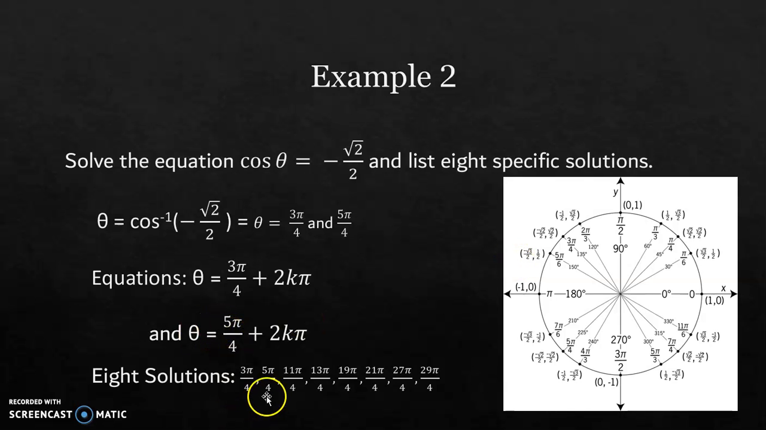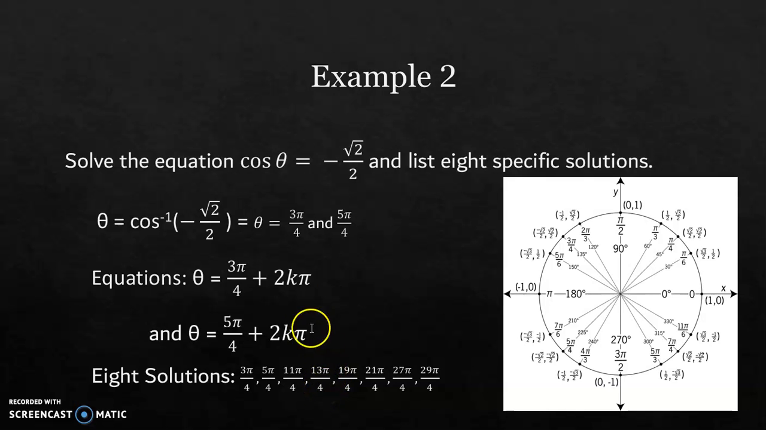So what I did to get these solutions is I started off by putting a 1 in for k. So I wrote 3 pi over 4 and 5 pi over 4. Now if k is 1, I would just do 3 pi over 4 plus 2 pi. That comes out to be 11 pi over 4. Then I did 5 pi over 4 plus 2 pi, which is 13 pi over 4.